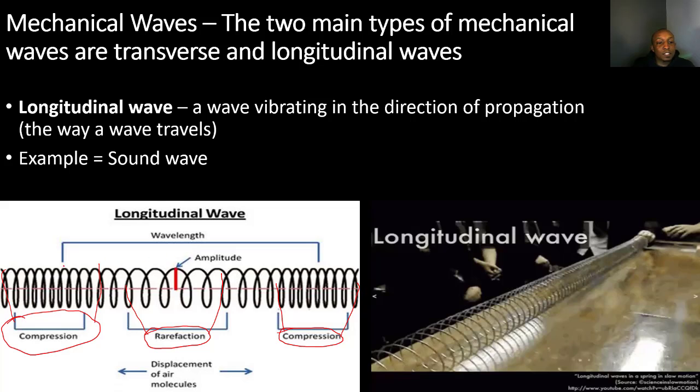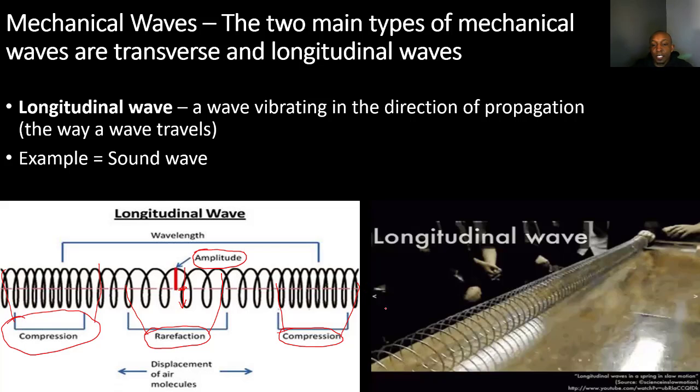Our wavelength is going to be from compression to compression, or it can be from rarefaction to rarefaction. So in this example, we're looking at compression to compression for our wavelength. Our amplitude is going to be from the middle part of the wave to the top of the wave, or it can be from the middle part of the wave to the bottom of the wave. And if you notice, in a longitudinal wave or a sound wave, the displacement of air molecules actually goes from right to left. So when you speak to someone, the air is compressed and it moves forward in that manner. So you have compressed air followed by spaced out air, then more compressed air as well.